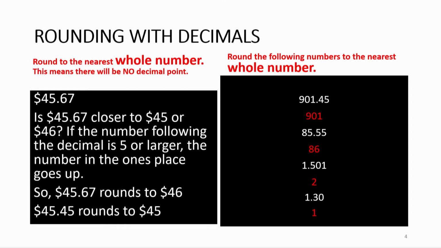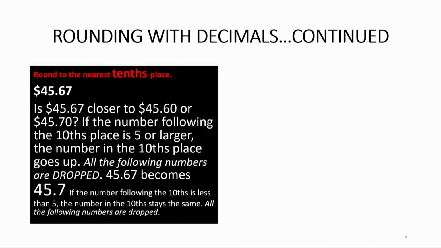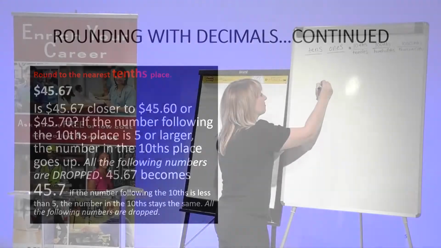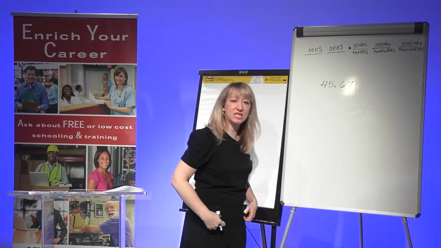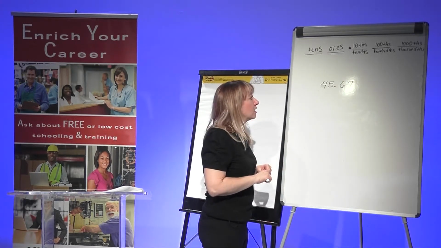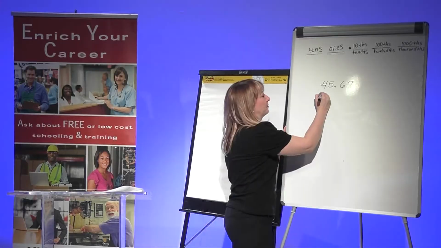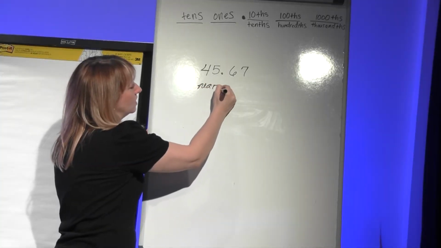And again, you want to just make sure that you read the directions carefully and find out, are they asking you to round to the nearest whole number, tenths, hundredths, and so on. So the next slide we have rounding with decimals continued. Now we're talking about rounding to the nearest tenths place. So we're going to go back to the board. Same number, we have 45.67, but we want to round to the nearest tenth this time. So nearest tenth.